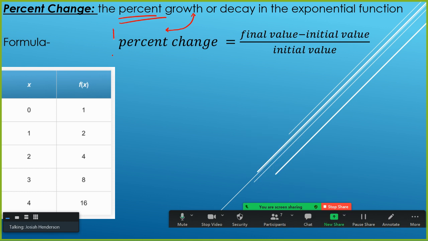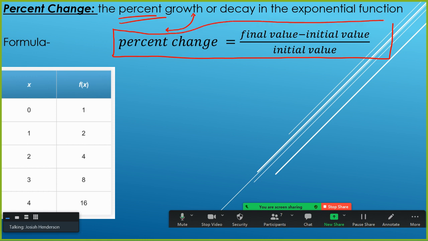So percent change is equal to the final value minus the initial, then divided by the initial. Remember, initial kind of means like starting value. So every time we have to figure out percent growth or decay, percent change, we're going to be looking at two different values, the final and the initial. Starting value, ending value.